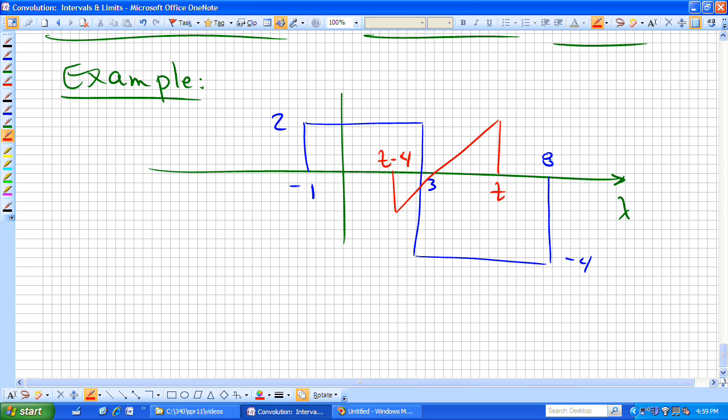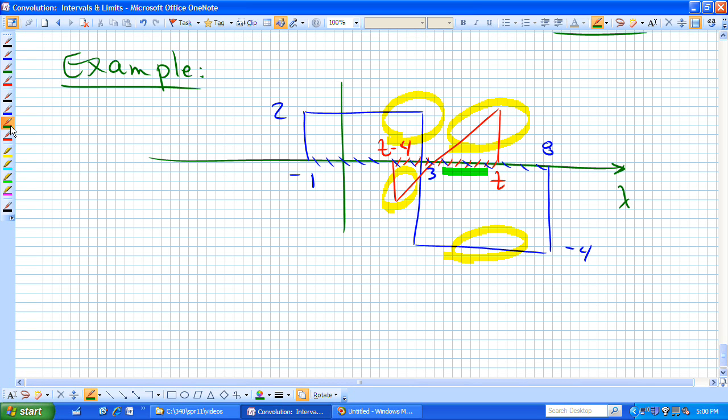What I want you to realize is that the interval of support is going to be from t minus 4 all the way up to t. It doesn't matter that this particular x is negative and this h is positive, or vice versa. This portion of x is positive while this portion of h is negative. They still overlap. Their intervals of support overlap.